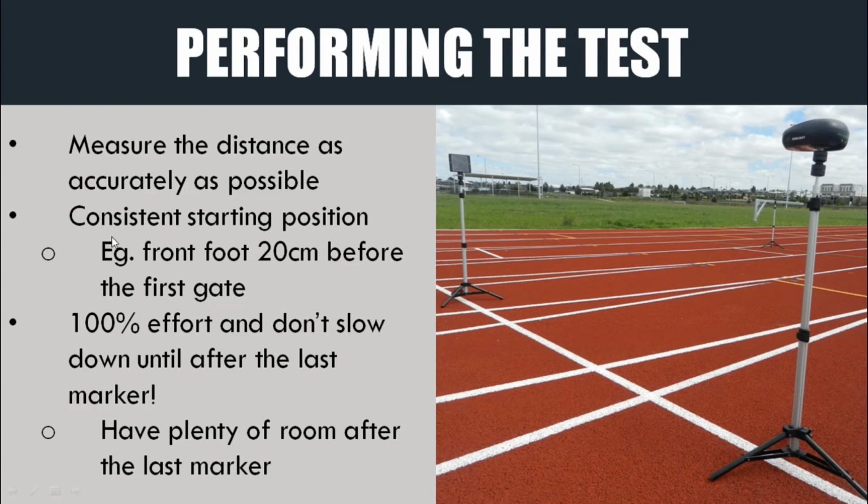Also, another thing that's important is to make sure we have a consistent starting position. So for example, if we're using timing gates, since you can't start right on the timing gate, because if you break the beam it'll start, we might have the front foot 20 centimeters before the first gate. So you can have a marker there, so every athlete that goes through that test, and every time the athletes redo the test, it's consistent every single time. So make sure you have a consistent starting position regardless of what method you use, whether that's a foot placement, a hand placement, or whatever it is. It has to be consistent every time.